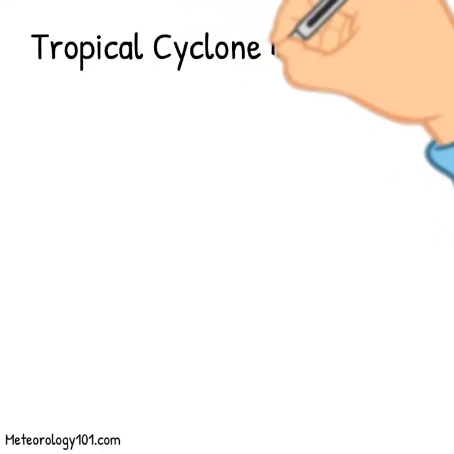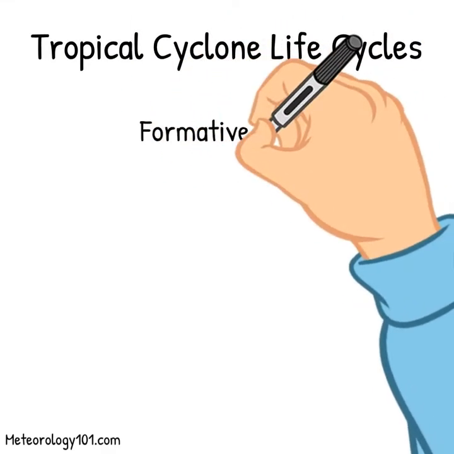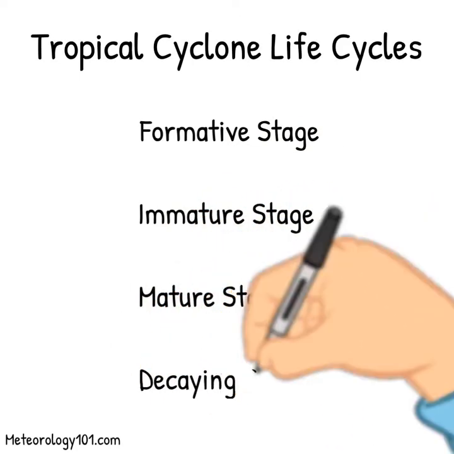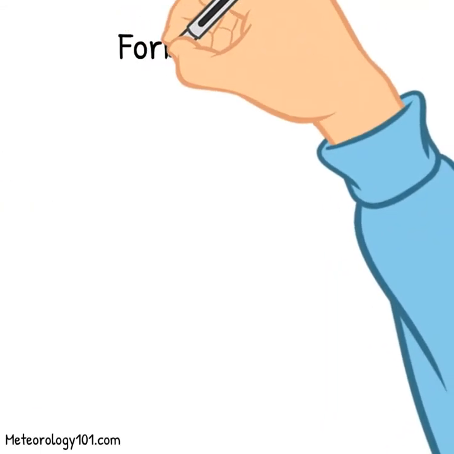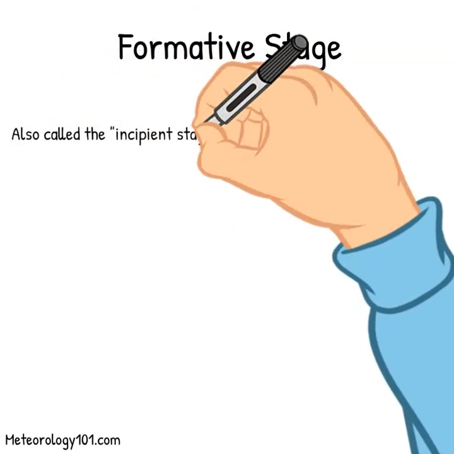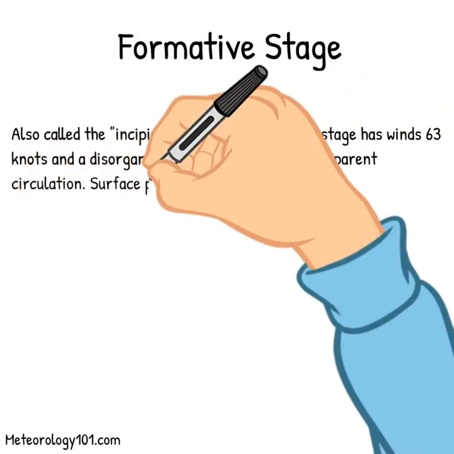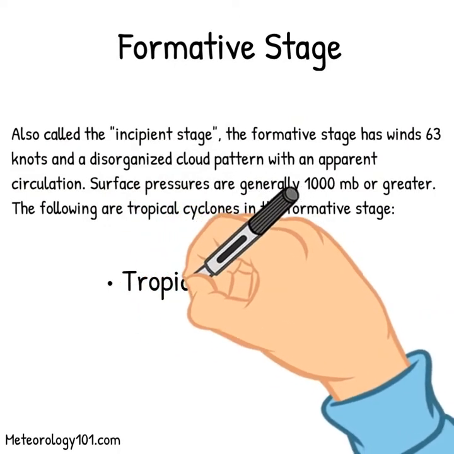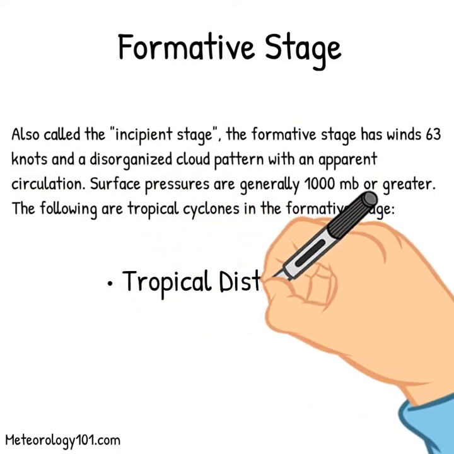Tropical cyclone life cycles include the formative stage, the immature stage, the mature stage, and the decaying stage. The formative stage, also called the incipient stage, has winds less than 33 knots and a disorganized cloud pattern with an apparent circulation. Surface pressures are generally 1000 millibars or greater.